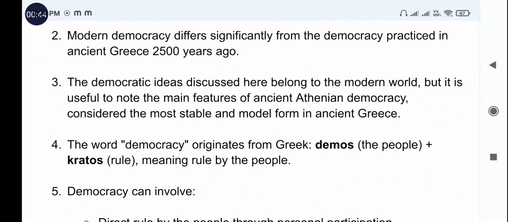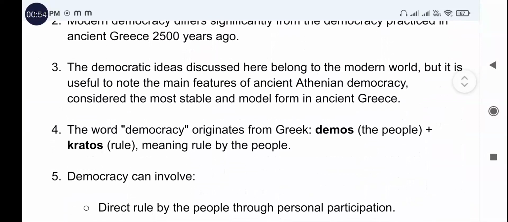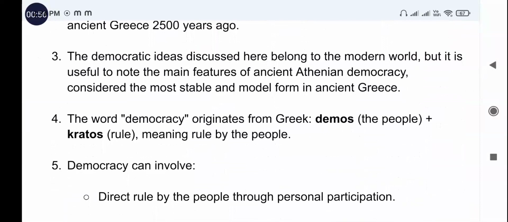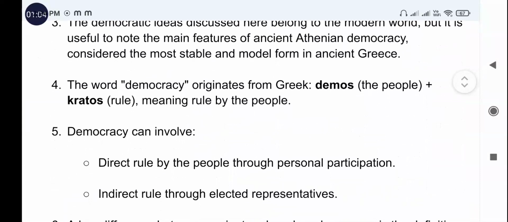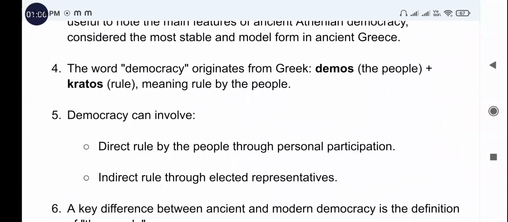The democratic ideas discussed here belong to the modern world, but it is useful to note the main features of ancient Athenian democracy, considered the most stable model from ancient Greece. The word democracy originated from the Greek words demos, the people, and kratos, rule, meaning rule by the people.